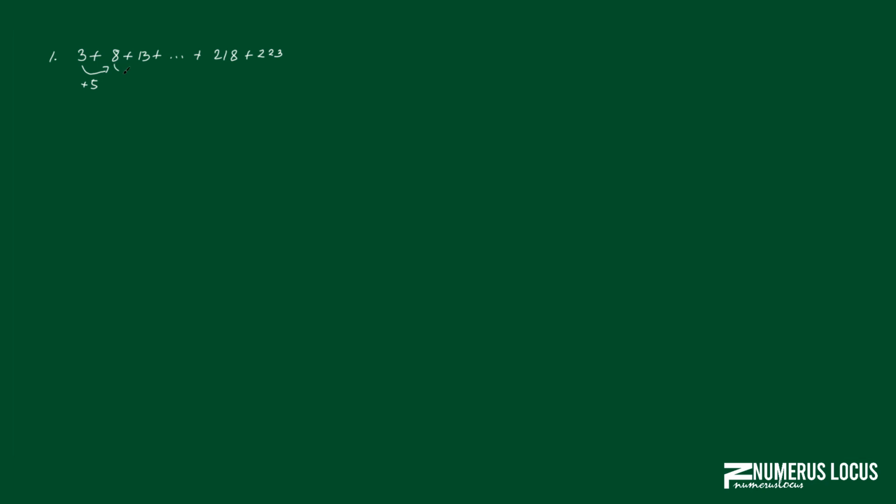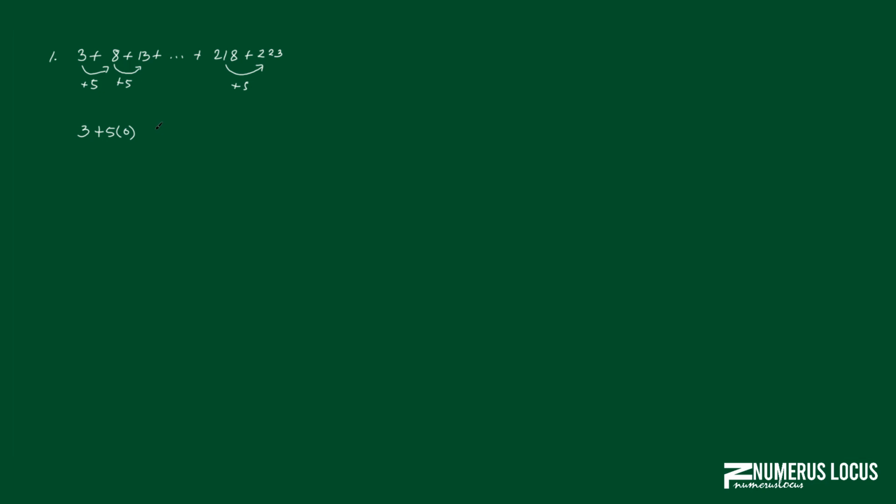And from 8, we need also to add a certain number so that we have the following number of 13. So that is also positive 5. So we can say that the constant difference is positive 5. We can also verify that from 218 up to 223 is positive 5. So the common difference here is a positive 5. So we can conclude that from our first term, which is 3, we need to add 5 times 0 so that we have 3 as a result.